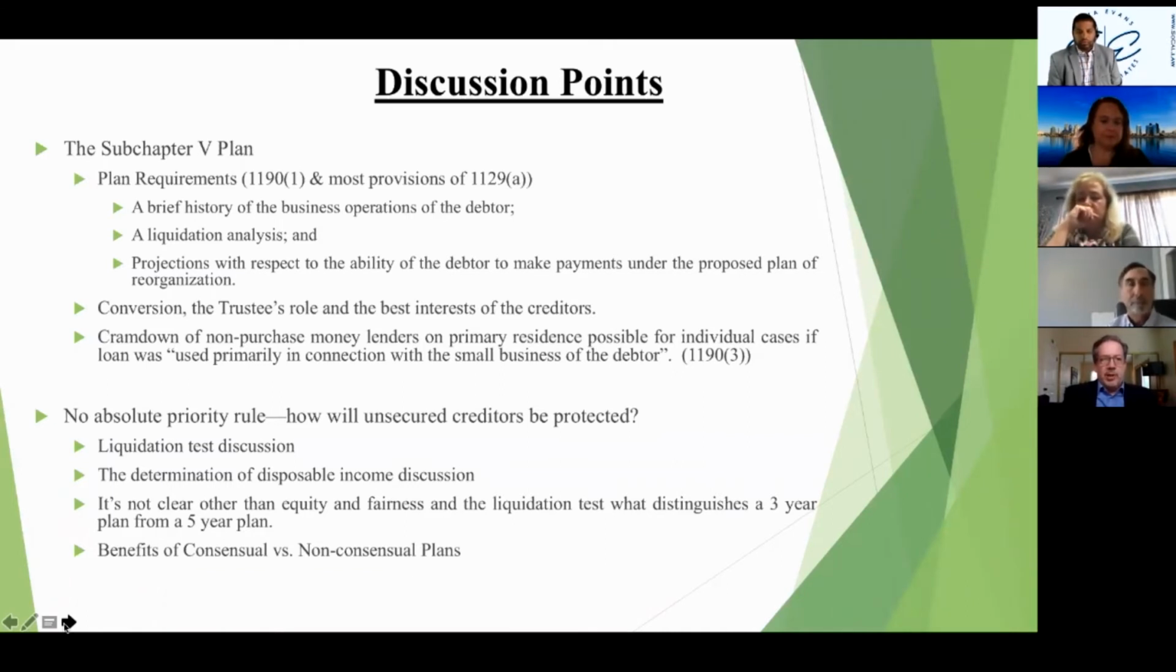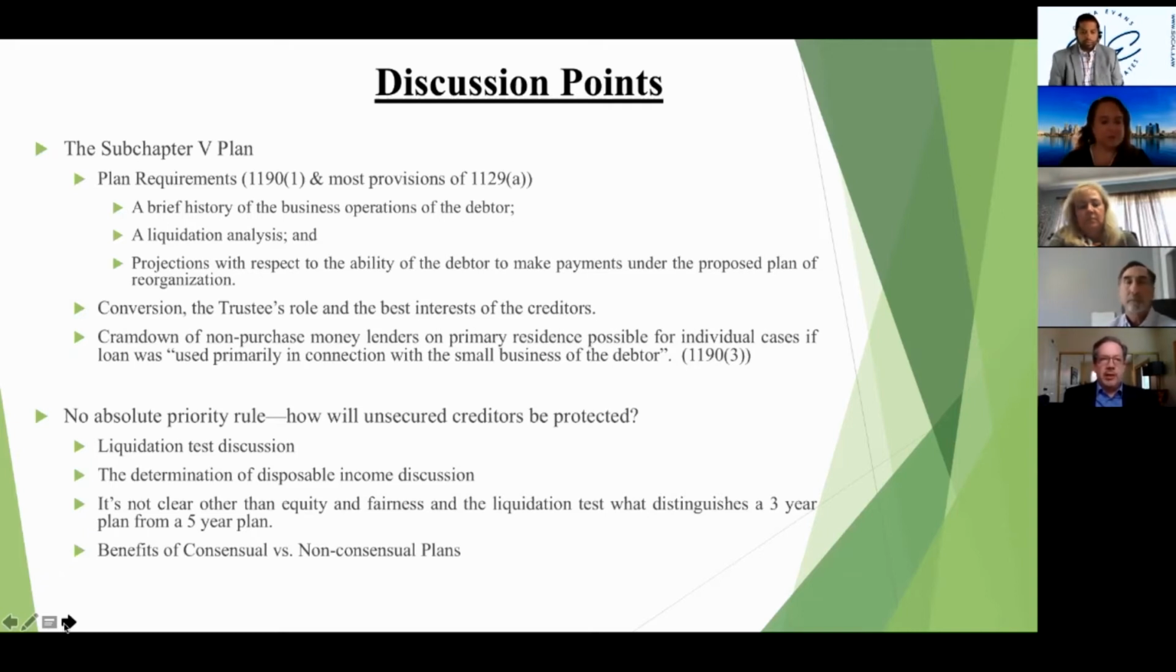And then that other bullet point down there, this is what is probably going to be of very much interest to a lot of practitioners here. This is an option that's not available in regular Chapter 11 or Chapter 13, which is modifying non-purchase money liens on the debtor's primary residence. So that's a big, big bonus in Subchapter 5. The caveat is that the loan had to have been used primarily in connection with the small business of the debtor. And whatever that means is going to be open to a lot of interpretation, maybe stretching.